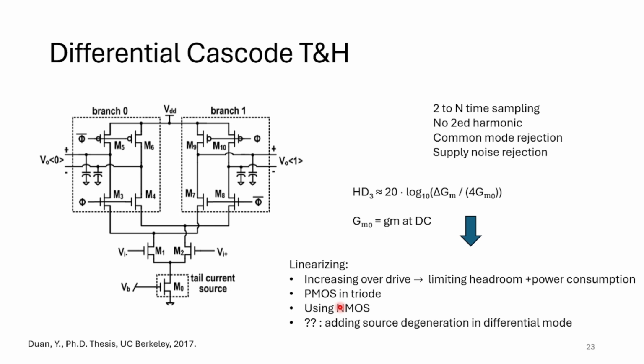You can use this kind of switch in a differential form. If you remember, in the time-interleaved ADC we had switches. They were doing the sampling at different times, so you can implement this, and because they are differential, they are more linear. I have a video about linearity in differential circuits, so they wouldn't have second harmonics. Also, the common-mode rejection and supply noise rejection are a plus.